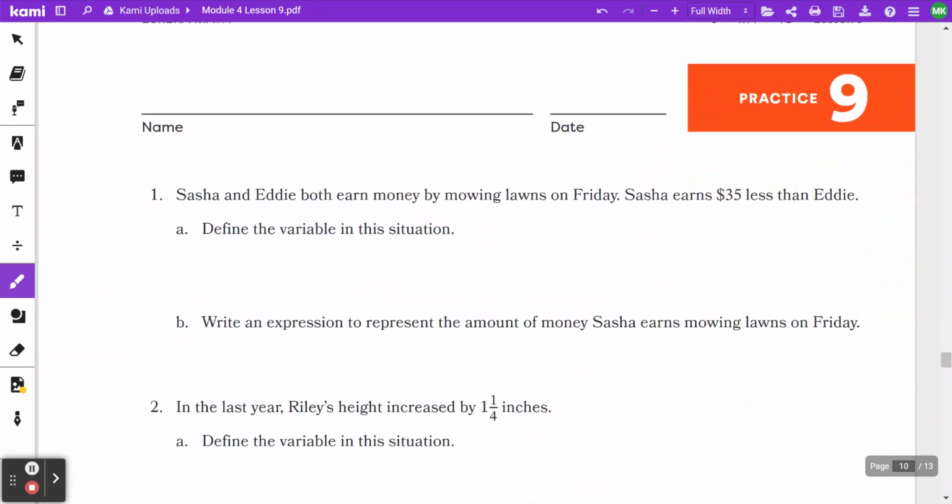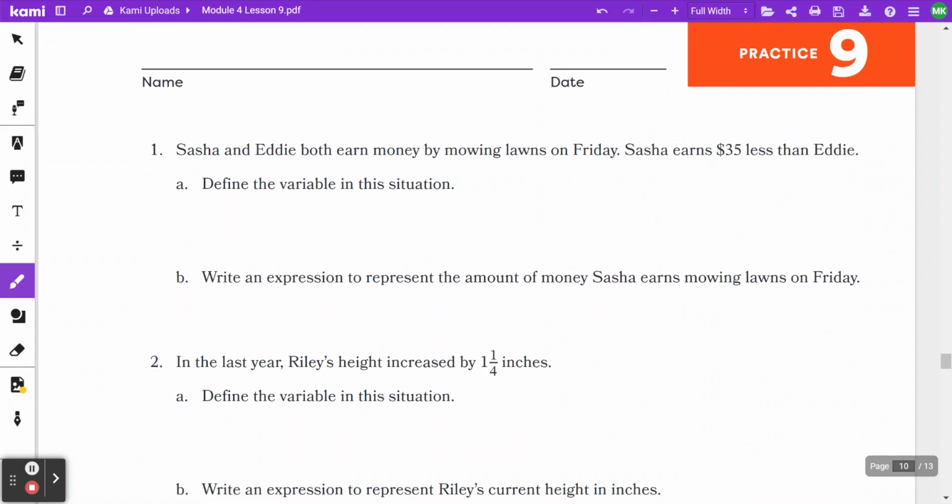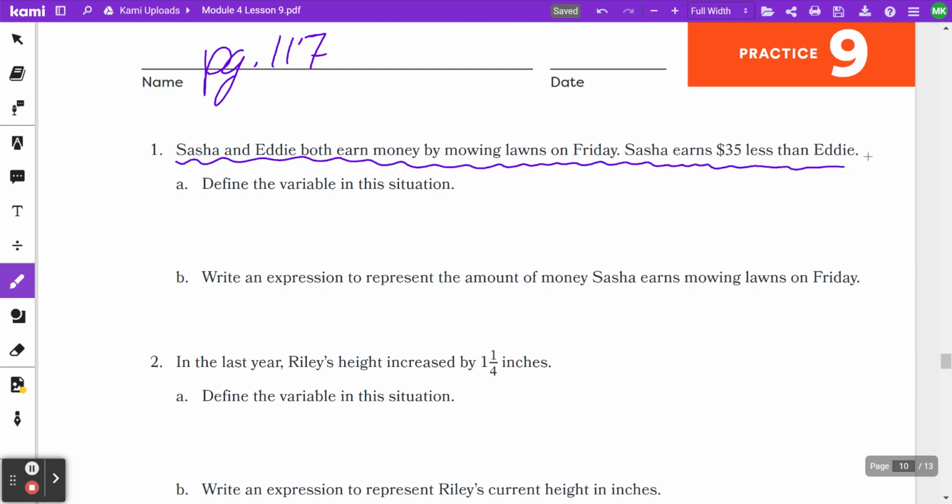Okay, here we go. So next page. What is this? Page 117, I believe. Yeah. So let's see. Page 117. We have Sasha and Eddie both earn money mowing lawns on Friday. Sasha earns $35 less than Eddie. Okay, so here we go. What don't we know? What question do we need answering? Well, we need to answer how much money does Eddie actually have, right?